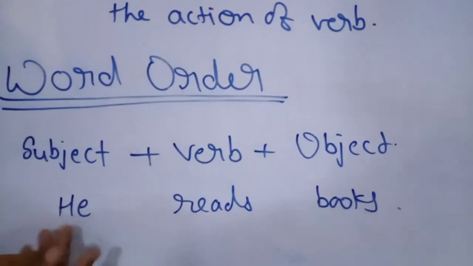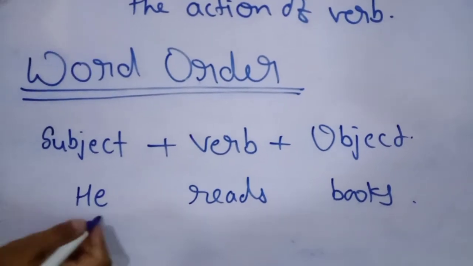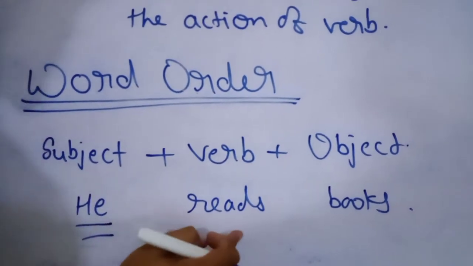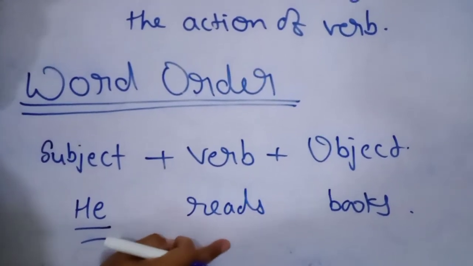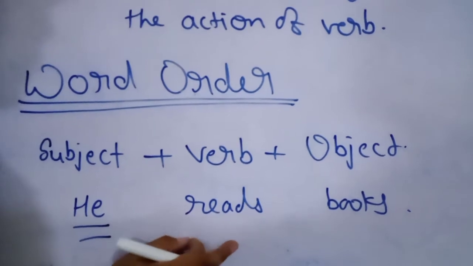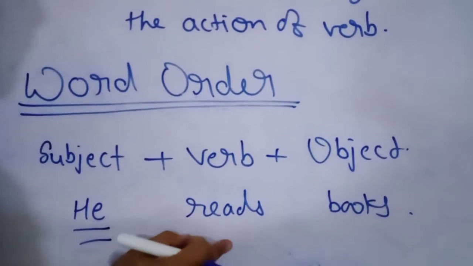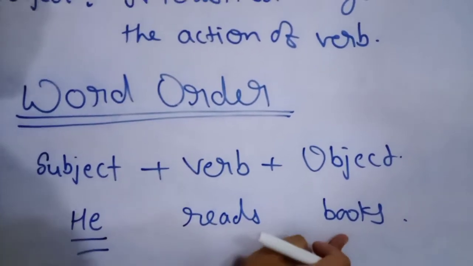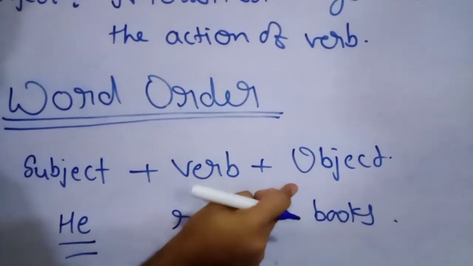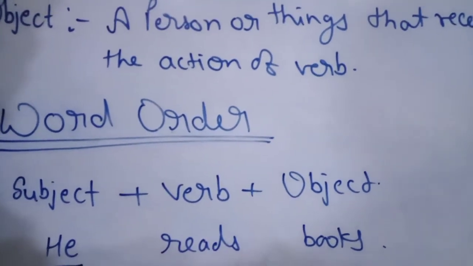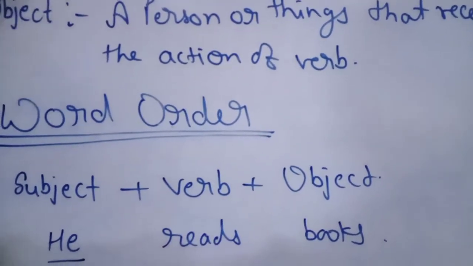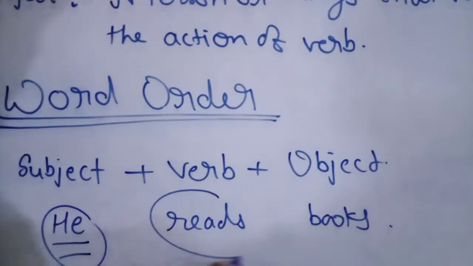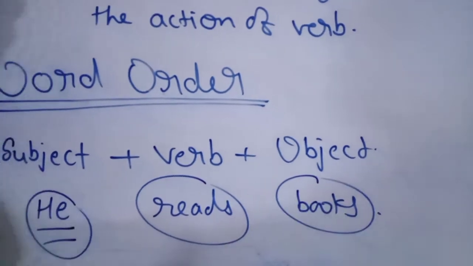He, the person who is reading the book, that is called the subject. Verb, reads. What kind of action is going to be done? The verb is read. The reading work is going on, so read is a verb. And books is called the object, because that is the thing that receives the action of read. So in he reads books, he is the subject, reads is a verb and books is an object.